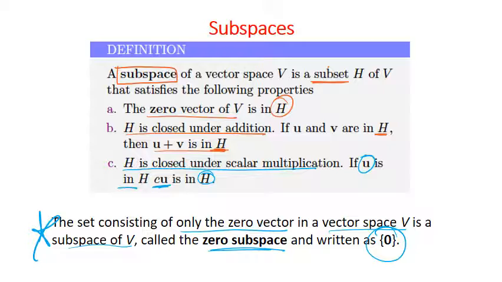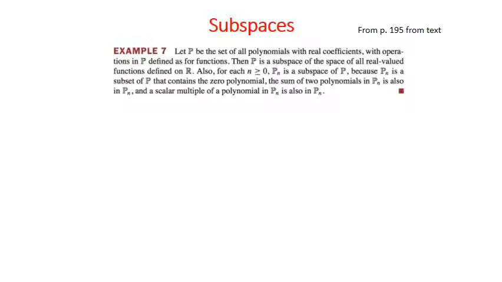So we'll talk a little bit more about subspaces, and here's another one of those fancy examples directly from the text. Basically this is saying P is the set of all polynomials. They have real coefficients in operations. So P is a subspace of all the real valued functions in R, the set of real numbers. And you can go ahead and read through that a little bit.